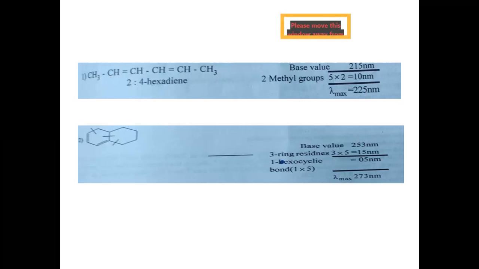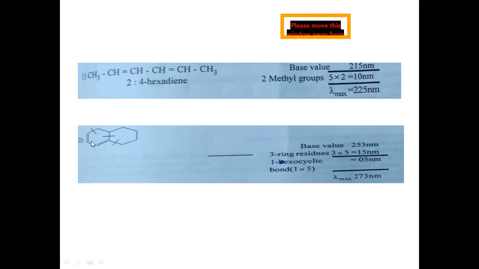We have to understand this is our parent. Butadiene is our parent, and from the parent, two hydrogen atoms have been replaced. One hydrogen atom from this side and one hydrogen atom from this side. Therefore, these are two alkyl substituents. Okay, so their contribution will be 5 each. This will be 5, this will be 5, 5 into 2 is 10. So 225 nanometers. Now the second example is this.